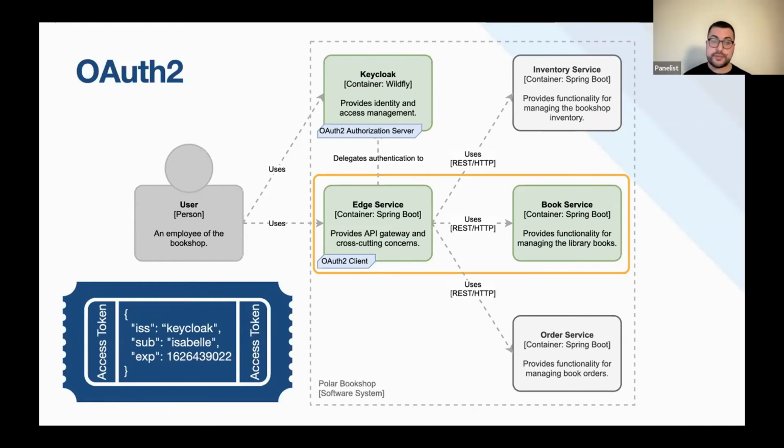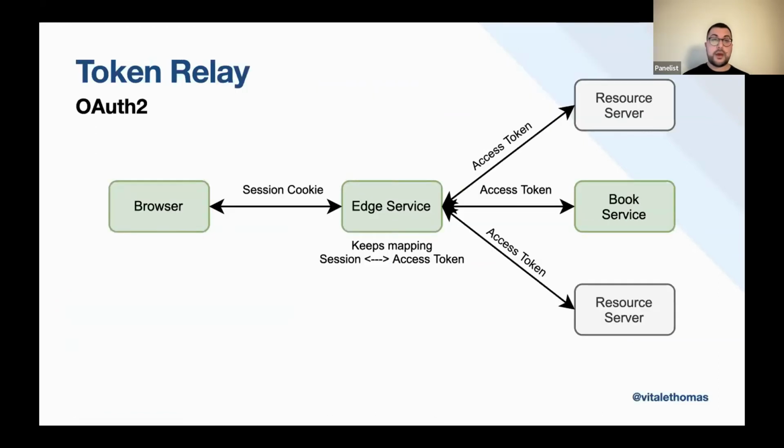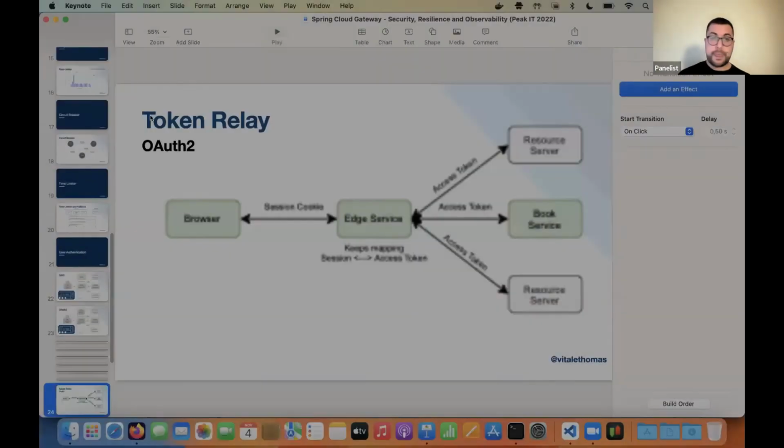Now, all of this seems like a lot of work to implement user authentication, but it is actually provided out of the box by Spring Security, because it's all based on standard OpenID Connect and OAuth 2. Furthermore, since we have Spring Cloud Gateway, we get this token relay pattern also implemented out of the box, because Edge service will keep a mapping between the user session in the browser and the access token, and automatically will relay the token to all the services downstream, for example, book service. So let's have a look at how that works.